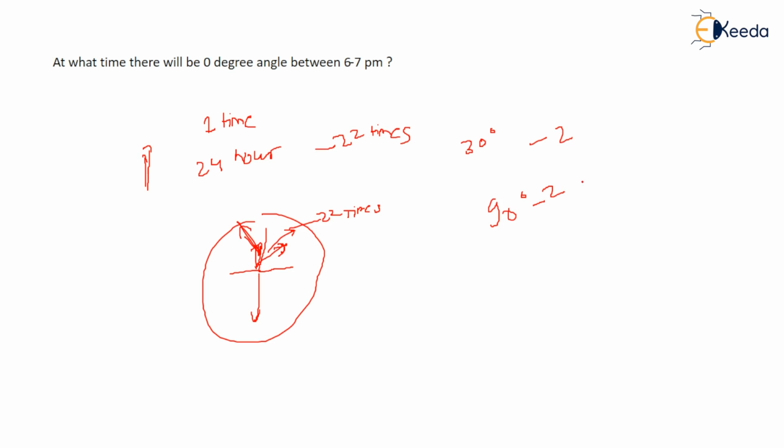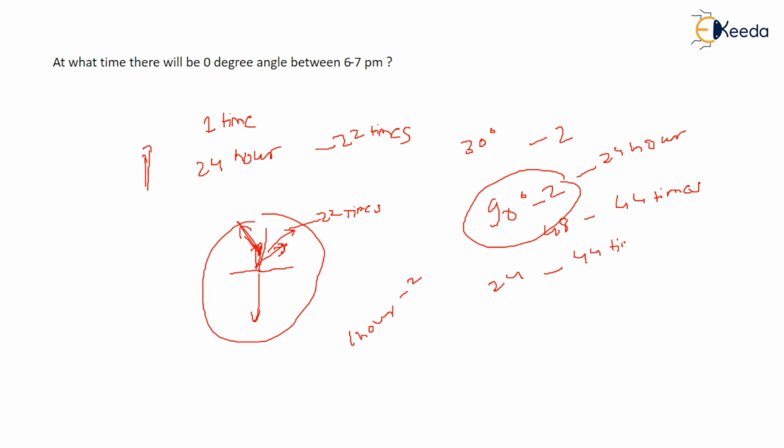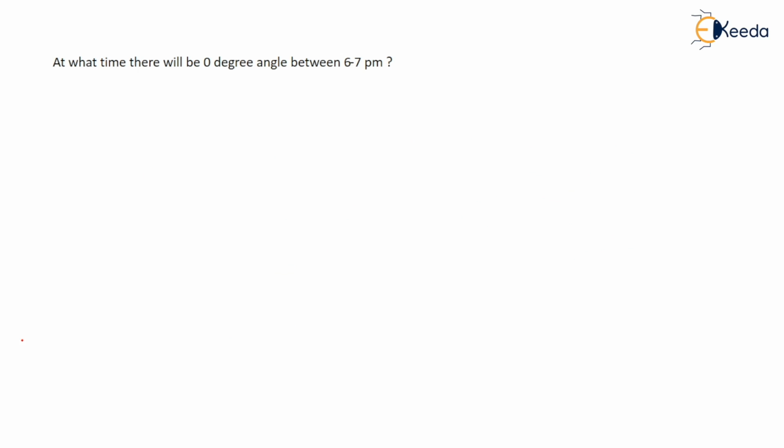So every time 2, 2. But in 24 hours, how many times will they make 90 degrees? It will not be 48 times, it will be 44 times. You can check it. In 1 hour it makes 2 times, but in 24 hours it makes only 44 times. Okay. You can check by rotating those clocks. So here we are going to solve certain questions based on it. Okay. This was the theory part. Let's move towards questions. This is the question that is asked to you: at what time will there be a 0 degree angle between 6 and 7 p.m.